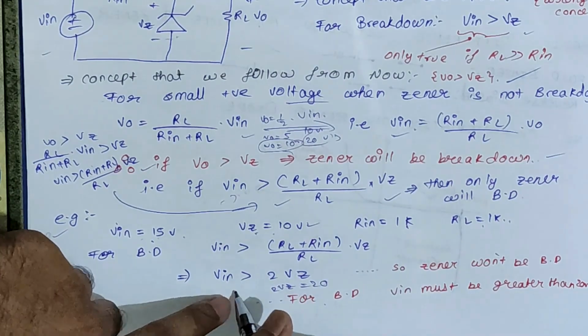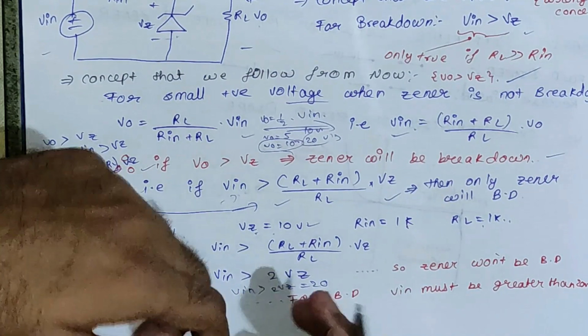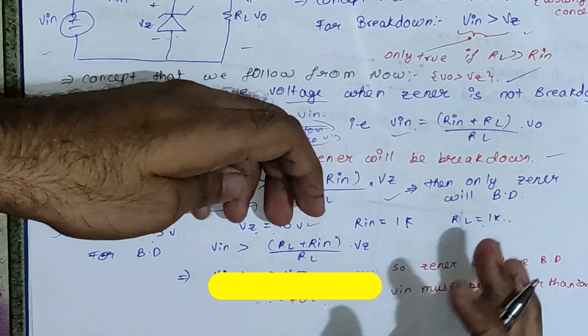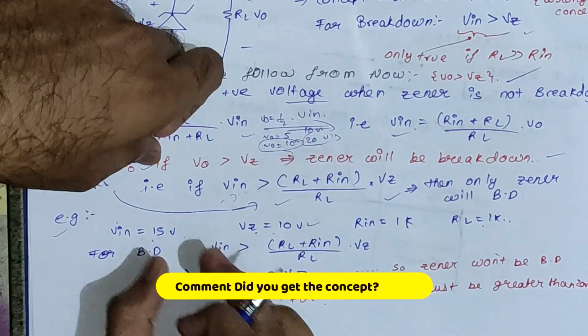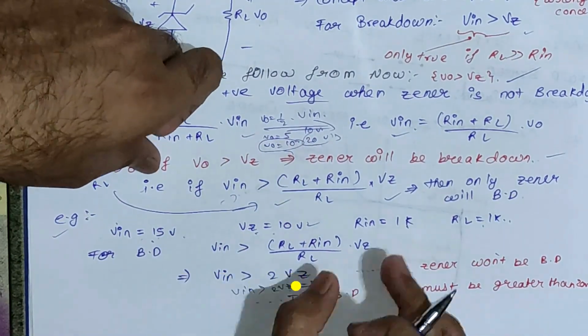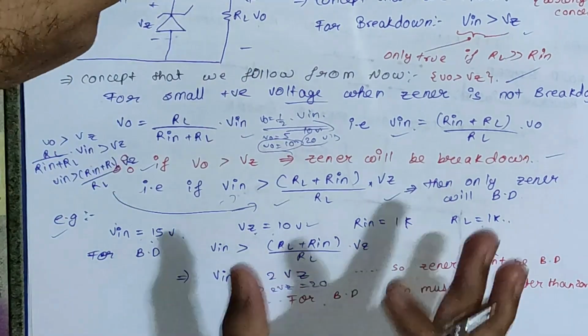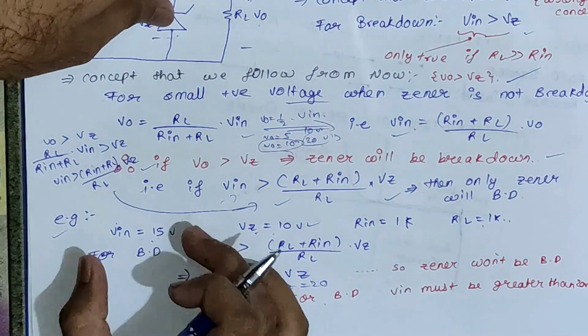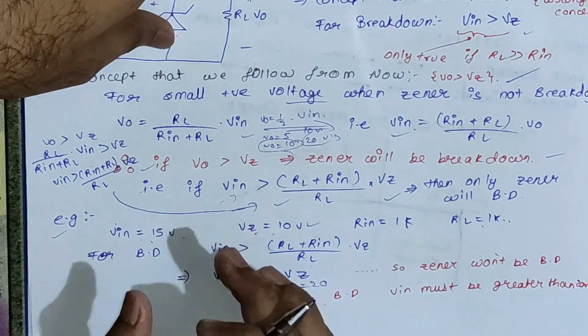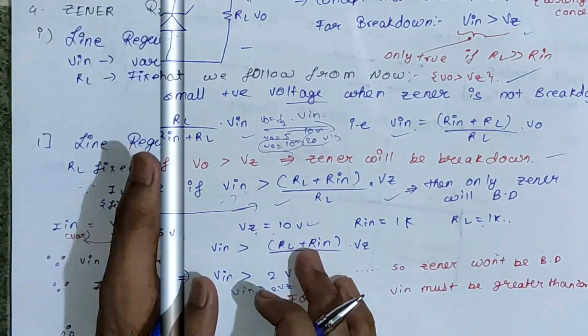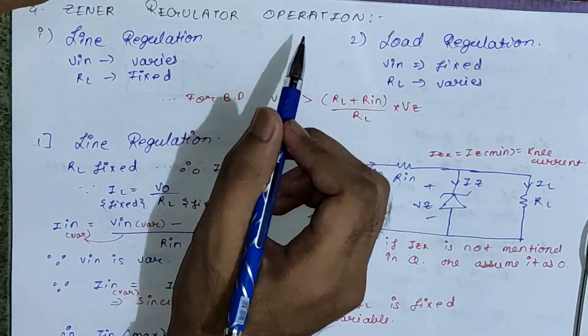So if and only if Vin is greater than 20 volt, then only our Zener is going to break down. Here you can see Vin is 15 volt, which is less than 20 volt, so our Zener won't break down in this case. If, let's say, Vin is equal to 22 volt, then our Zener is going to break down. Now let's see the actual Zener regulator operation.